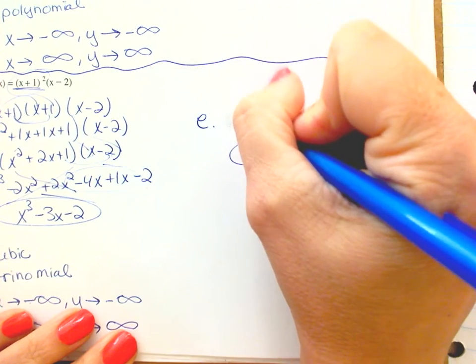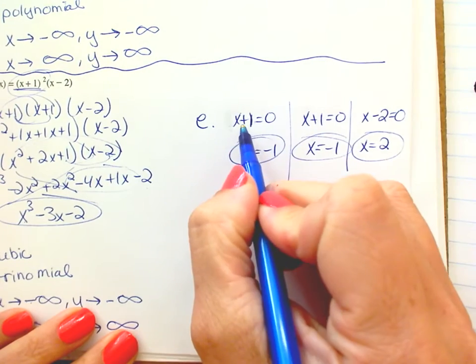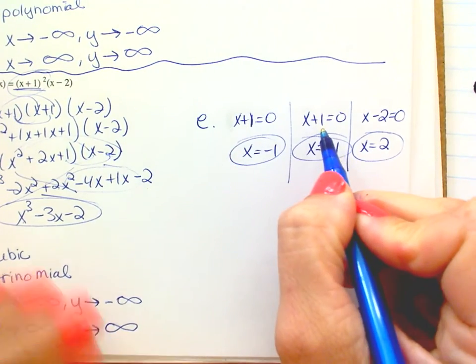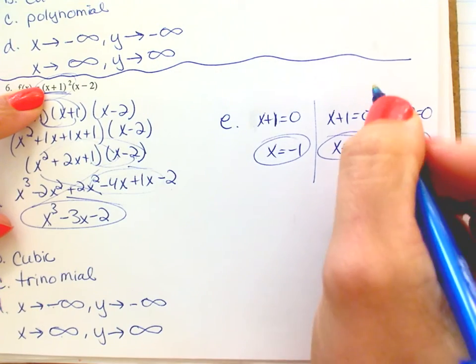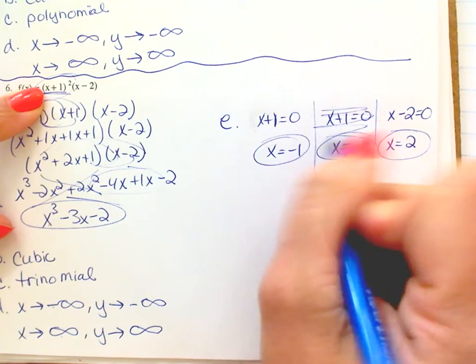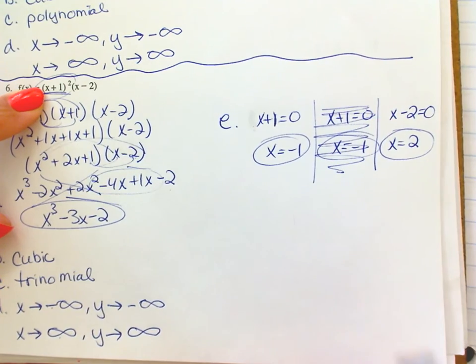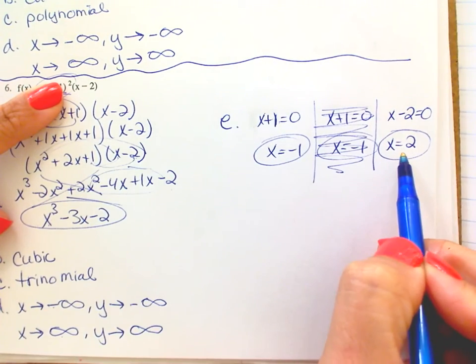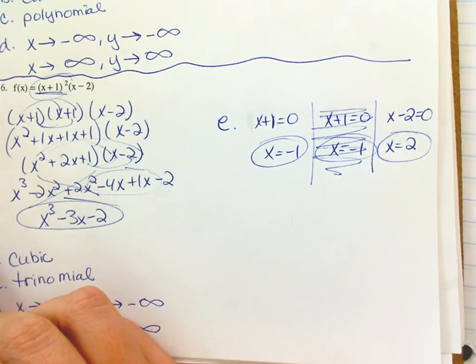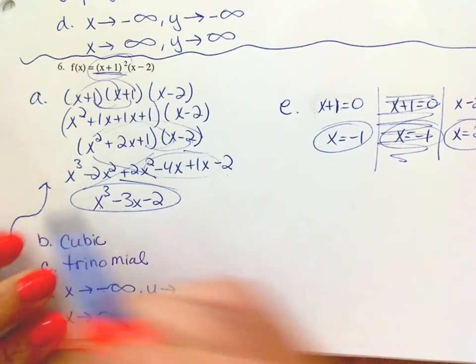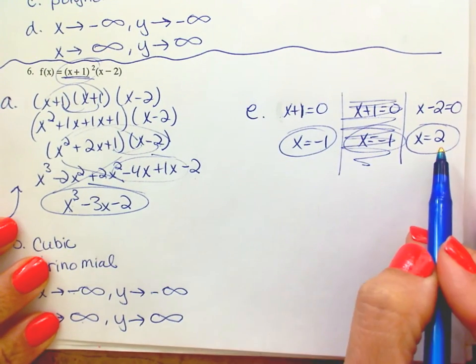Okay, so before Mr. Martin interrupted me there, we have x plus 1 equals 0 and x plus 1 equals 0, because technically we had it 2 times here, but of course you don't really need to write it 2 times, so don't waste your time. X minus 2 equals 0 gives us an x-intercept of 2. So you have something that kind of sort of looks like a snake, and your x-intercepts are at -1 and 2.